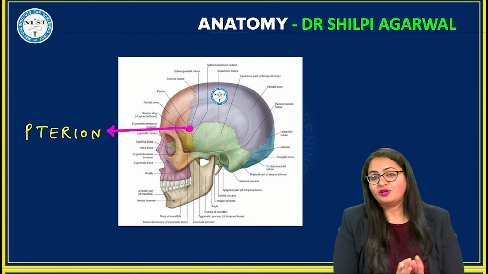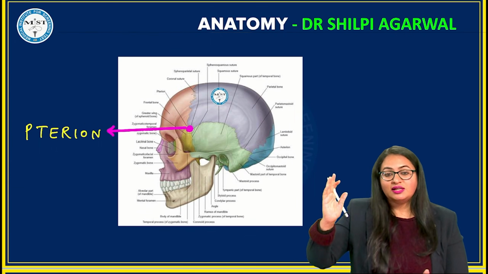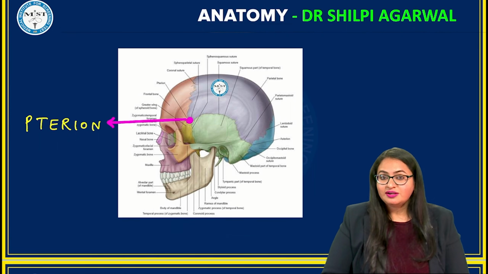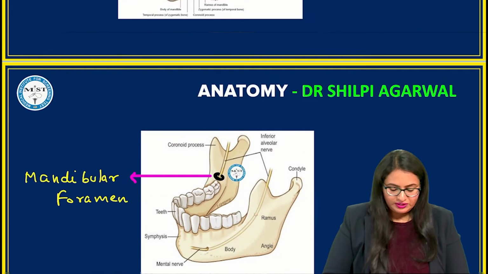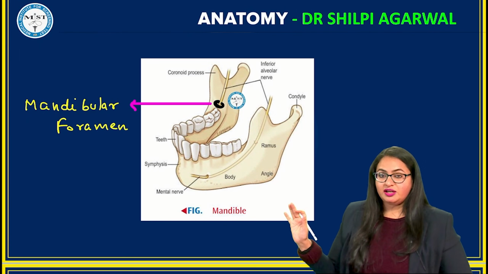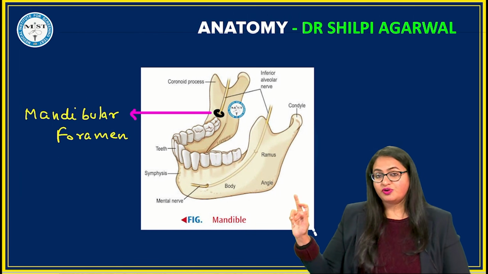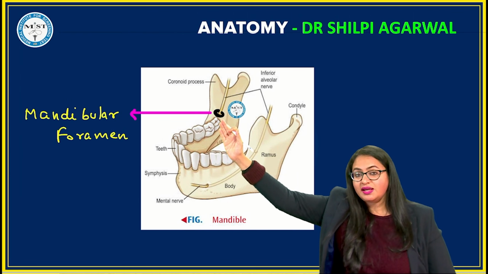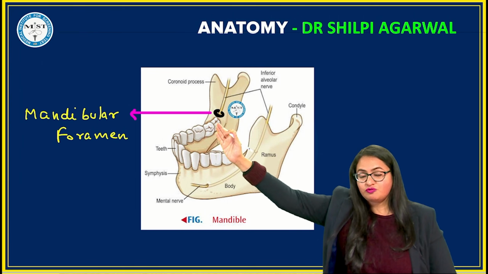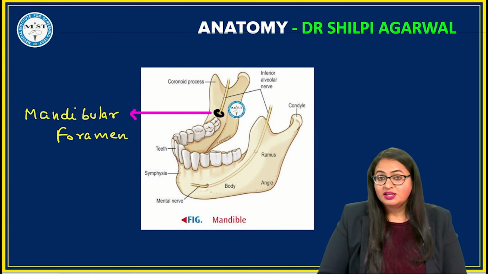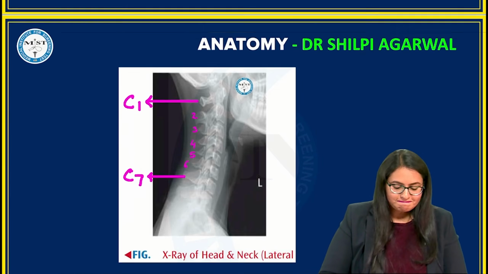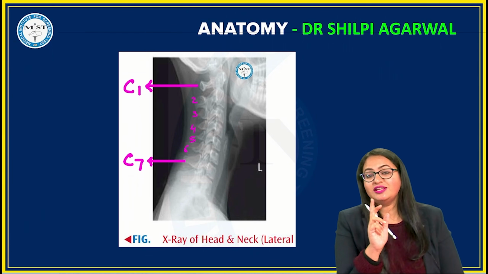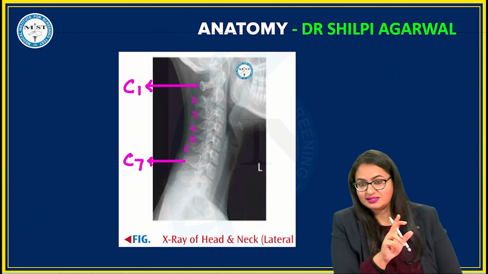This landmark you very well know. In the lateral view of the skull, this landmark over here, this is the Pterion. Okay, Pterion. Then coming to this image of the mandible over here, in this one foramen is very, very important, which you can see over here. It is marked over here on the inner aspect of mandible, and this foramen is mandibular foramen, giving passage to inferior alveolar nerve and vessels.